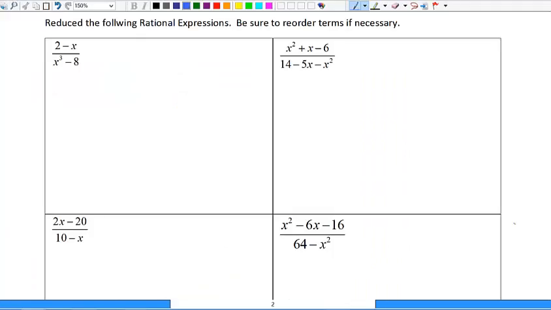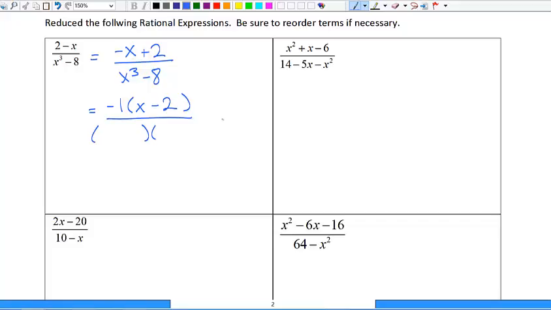So we have 2 minus x over x cubed minus 8. Notice that the 2 is in the front and the x is in the back, whereas the x is in the front in the denominator and the number is in the back. That's not in the same order, so I'm going to rearrange the numerator to be negative x plus 2. In the numerator, I can factor out a negative 1, so that gets me x minus 2.